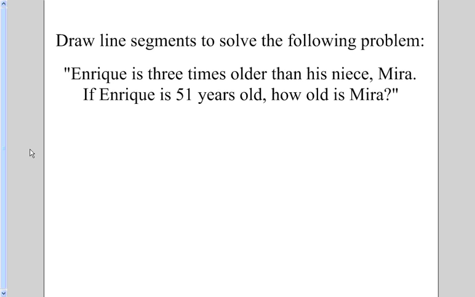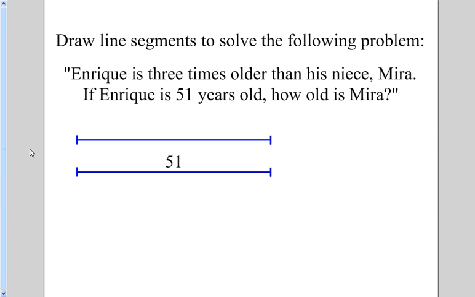One of the things that we can do is to draw line segments to help visualize the problem a little bit better. Let's do that. Let's begin with 2 line segments. One thing we know is Enrique is 51 years old. That's a fact that we know. And so we can put down 51 to represent the age of Enrique. So the bottom line represents Enrique's age.